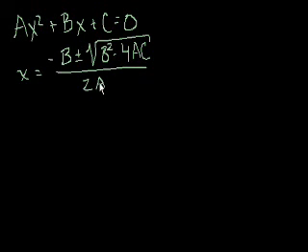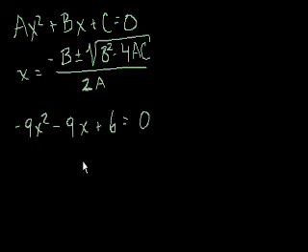So let's do a problem, and hopefully this should make a little more sense. That's a 2 on the bottom. So let's say I had the equation minus 9x squared minus 9x plus 6 equals 0. So in this example, what's a? Well, a is the coefficient on the x squared term. The x squared term is here. The coefficient is minus 9. So let's write that. A equals minus 9.